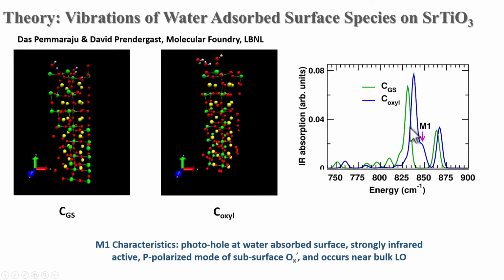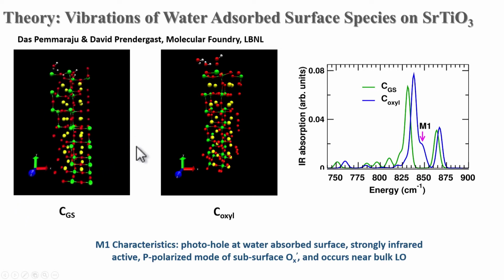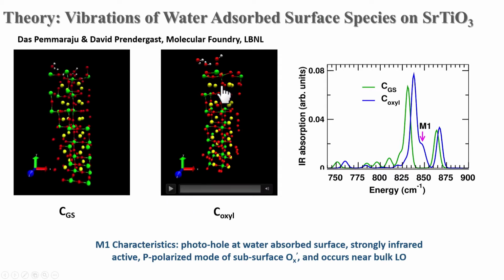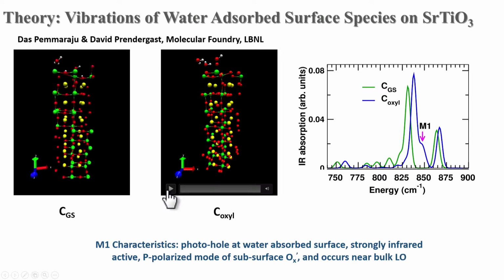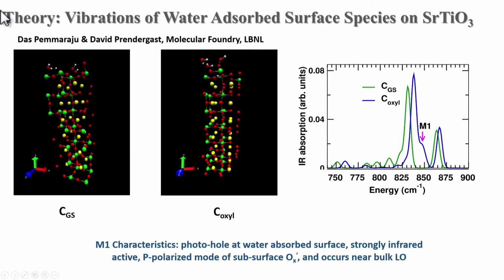Now the major thing that happens in the oxyl configuration here at M1 is associated with that subsurface oxygen of the oxyl radical. Okay? To show you that it's truly decoupled from the rest, I have movies at this frequency range in the ground state and oxyl. So in the ground state, what you're observing is essentially a bulk breathing mode that's IR inactive. When you get to the oxyl configuration, I want to point out this oxygen atom right here. It gains a large amplitude motion.